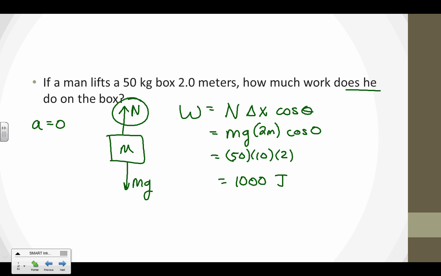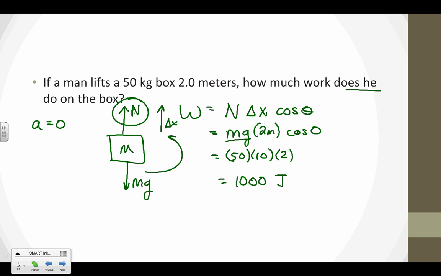Before we go along, how much work does gravity do? Negative 1,000. Gravity's force is still this. But what's changed? The angle between the force of gravity and the displacement. Displacement is up this way. So the angle between those two things is 180, cosine becomes -1, and so -1,000 joules.